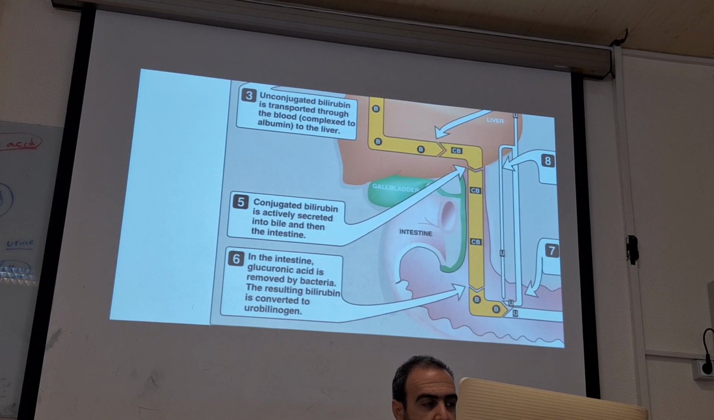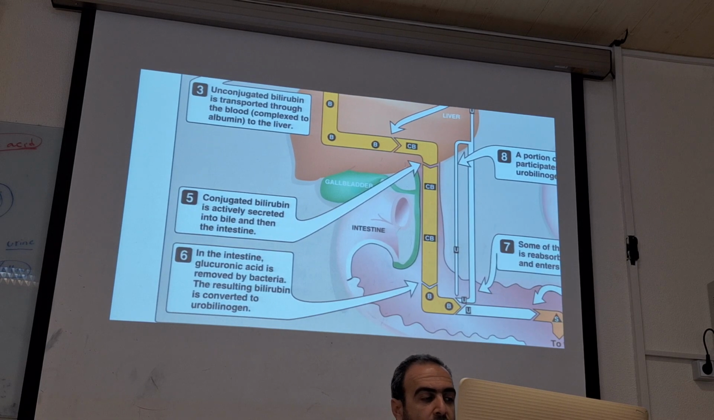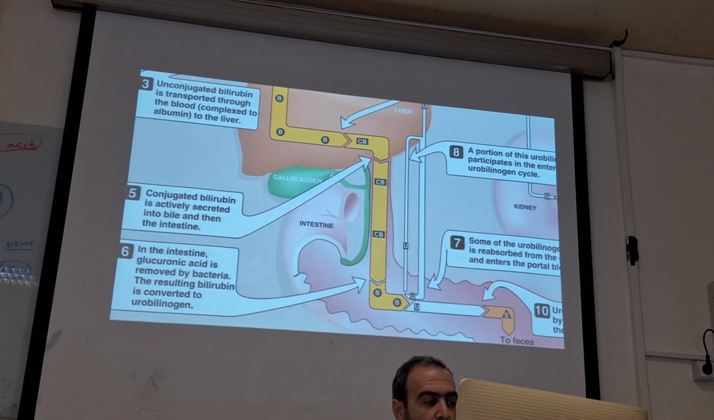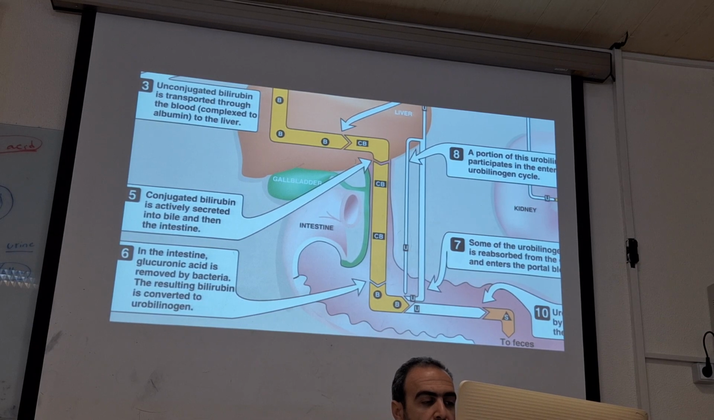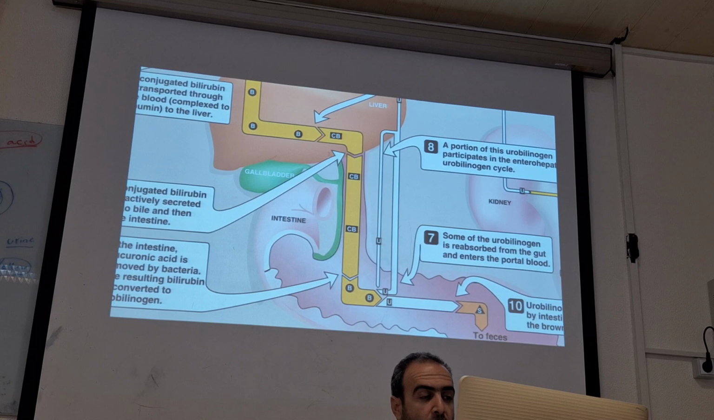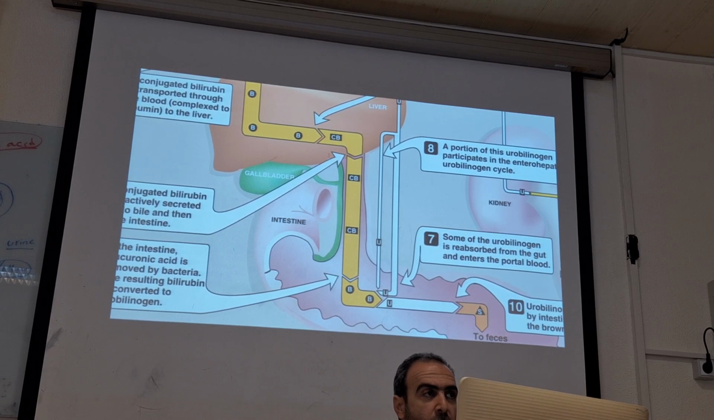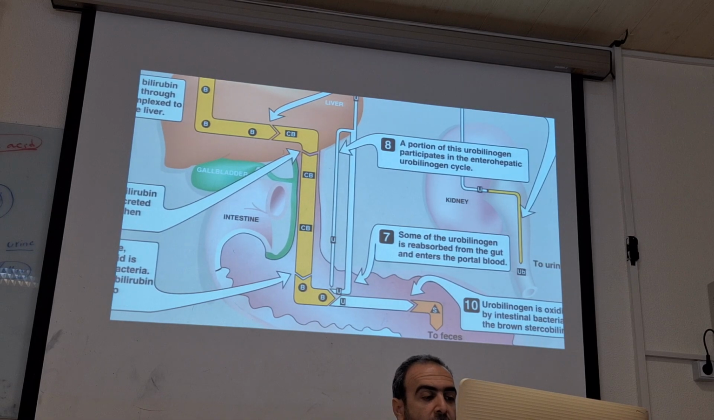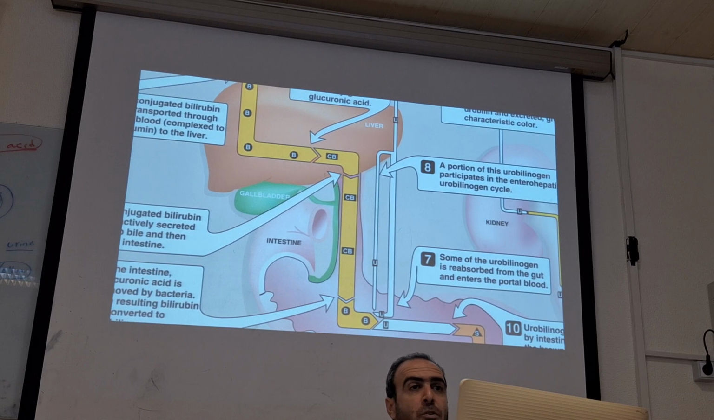In the intestine, bacteria remove glucuronic acid and convert it to urobilinogen, U. Of this urobilinogen, most of it, near 70%, is converted to stercobilin and excreted in the feces. So near 30% is reabsorbed to the liver.